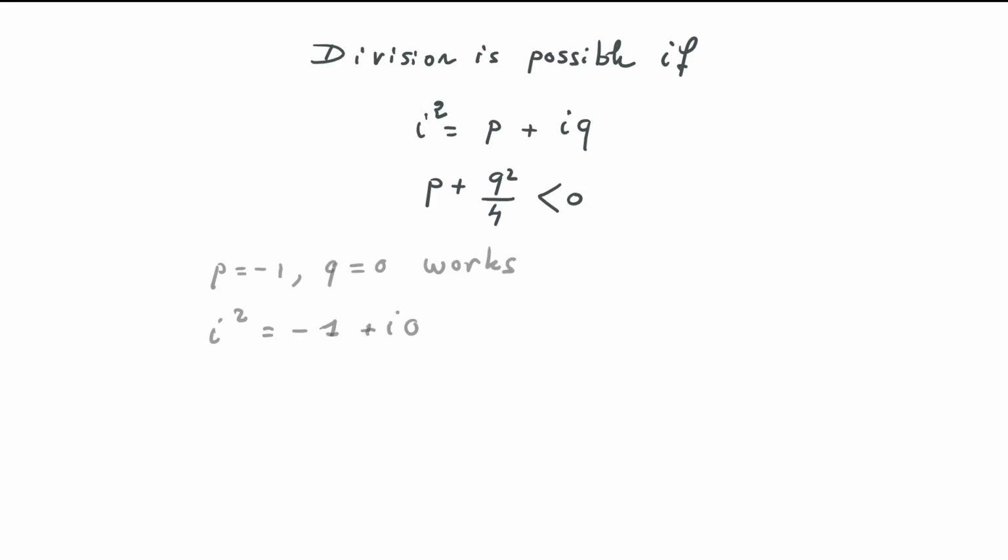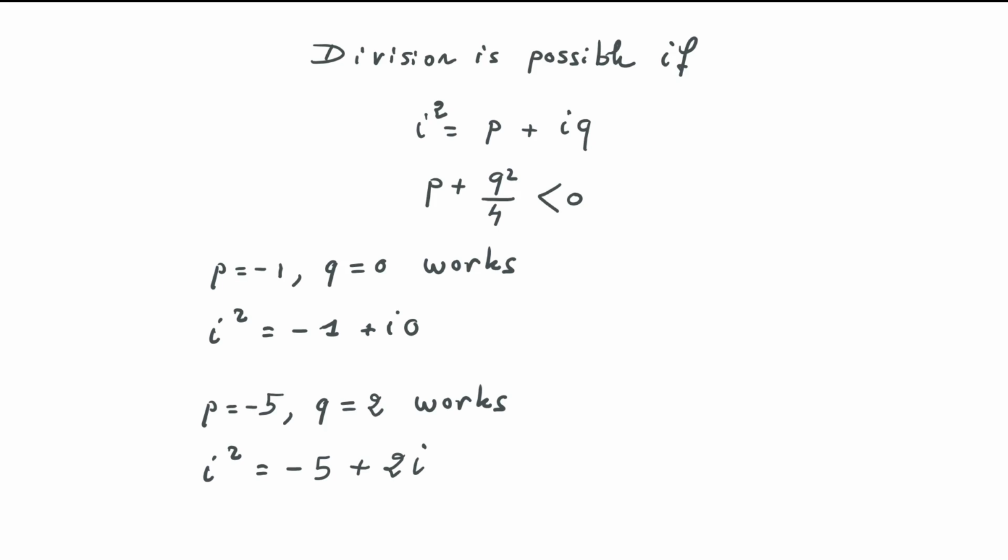Okay? So this is, for example, the case where we know p equals -1, q equals 0. This works, okay? Because this will give you i squared equals -1 plus i times 0. But it's not the only case. So what happens, for example, if I have p equals -5 and q equals 2? This will give me i squared equals -5 plus 2i. Wow. And you have an infinity of solutions like this.